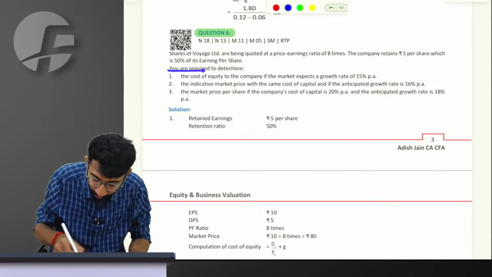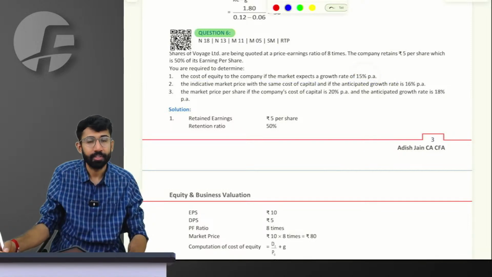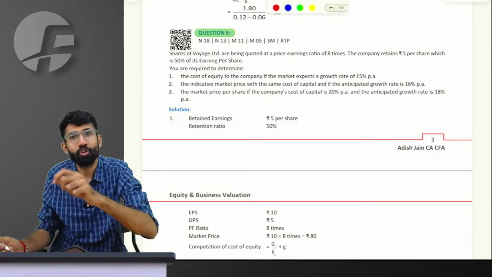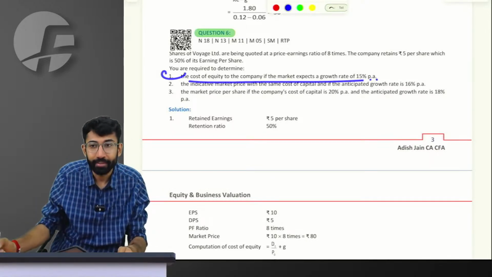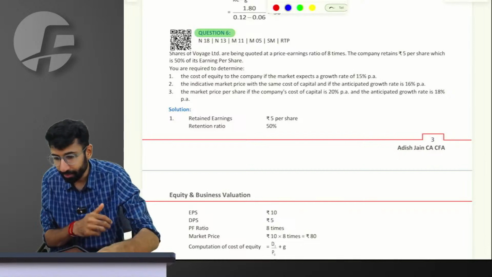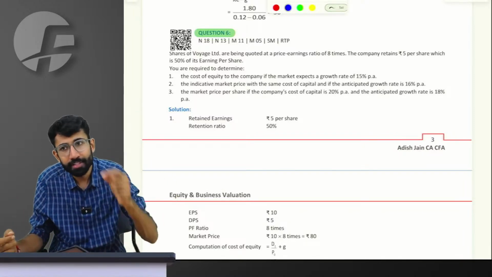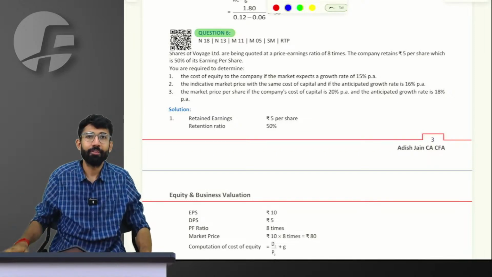Alright, you are required to calculate cost of equity to the company if market expects a growth rate of 15%. Oh my god. This time, everyone in the class, this is not a question of valuation. Rather, this time they are asking you to calculate Ke. Think about it. Have I taught you certain preferences in which Ke should be calculated? If yes, try and think, everyone.